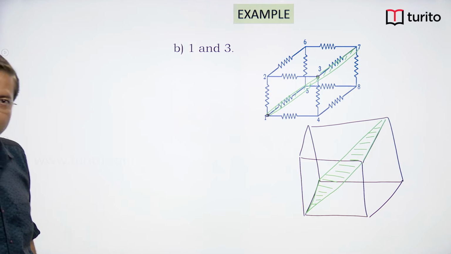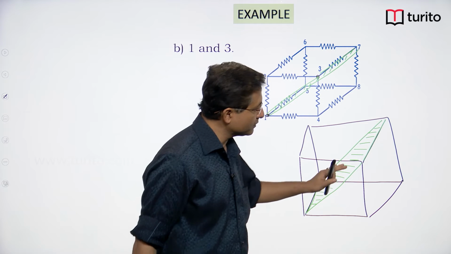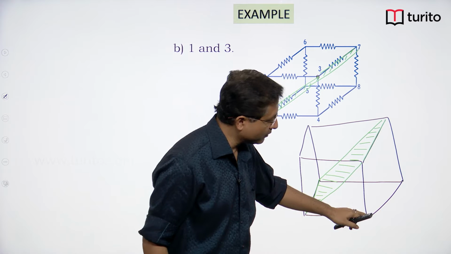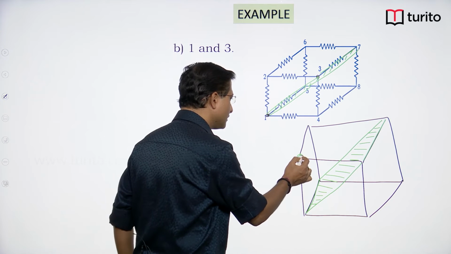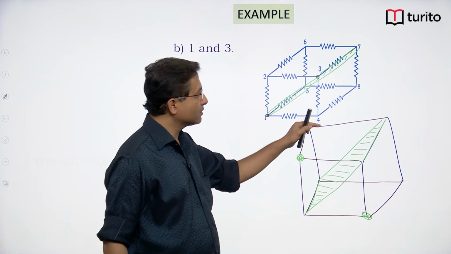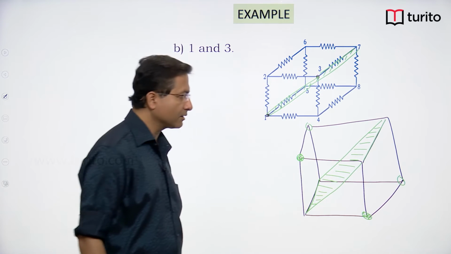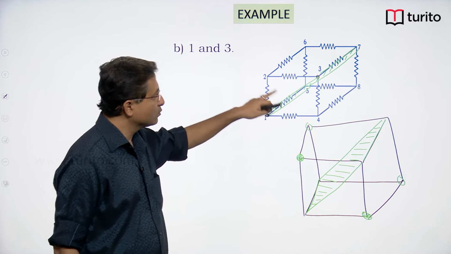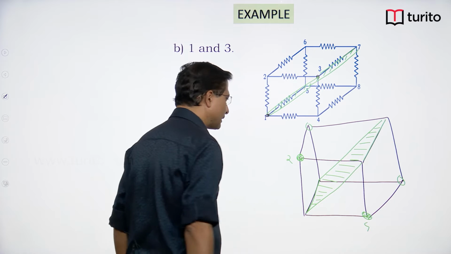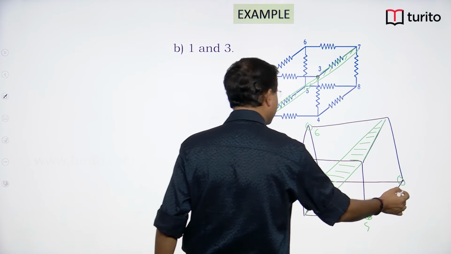Now I hope you can see clearly, okay, and if this is the plane about which the circuit is symmetric, above this point and below this point, they must be at the same potential. This one and this one, they will be at the same potential. Similarly above this point and below this point, they will be at the same potential. Okay, so this 2 and 4 I can draw as one point, and similarly 6 and 8 I can draw as one point.